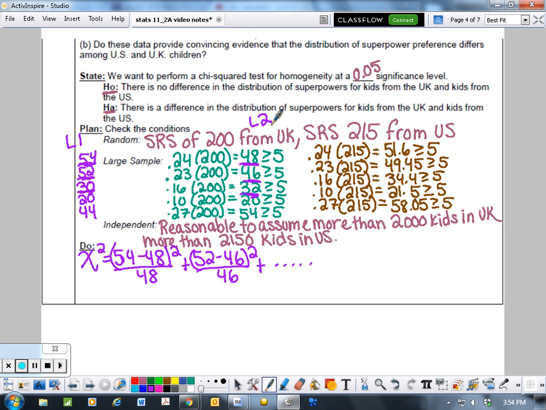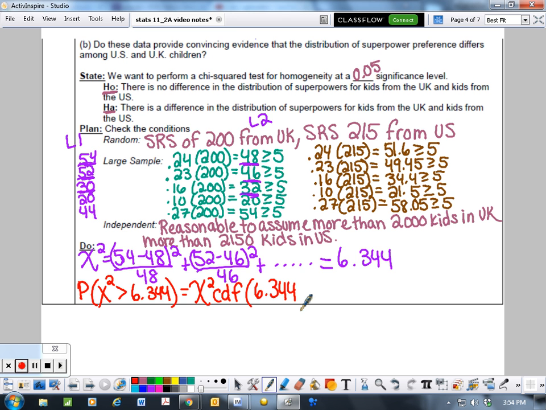And then you go ahead and do your list 3 to get your chi-squared, and then you're going to find the summation. So when we add all that up, we're going to end up with 6.344 as our chi-squared statistic. Now we're going to calculate that probability. So the probability of getting a chi-squared that is greater than 6.344, we'll do the chi-squared CDF with a lower bound of 6.344, an upper bound of really, really big, and then we're going to calculate that degrees of freedom.